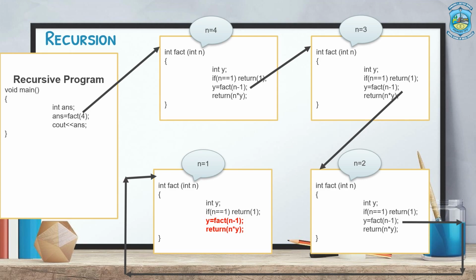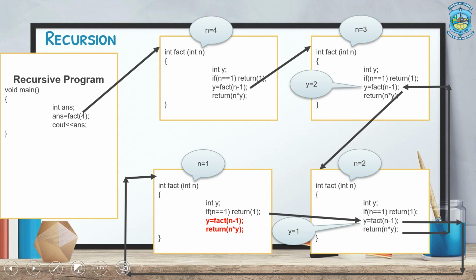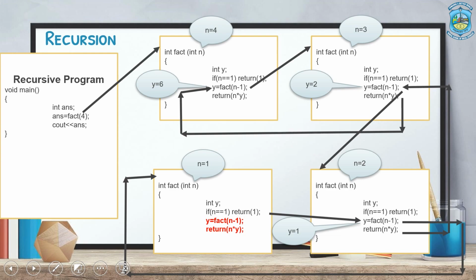We would find that this satisfies the termination condition, and hence now the return of values would begin. The first return is a value of 1, which is returned to the y of the calling function. Another return is n cross y, which in this case transfers the value of 2 to y. Another return value is n cross y again, and this would return a value of 6 to the calling function.